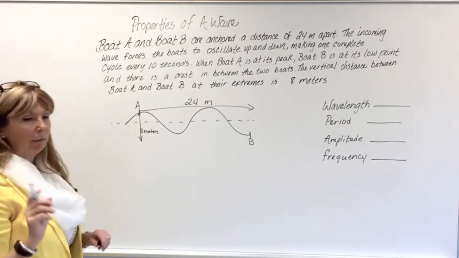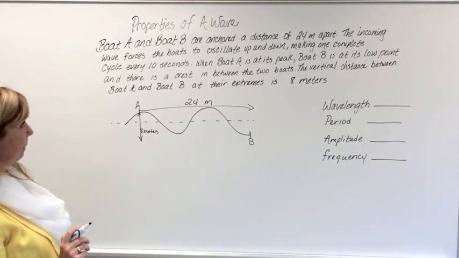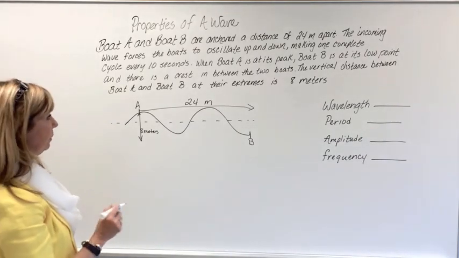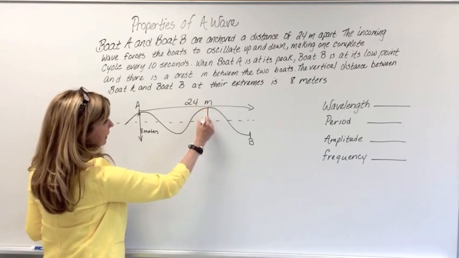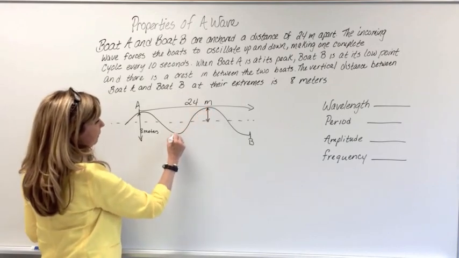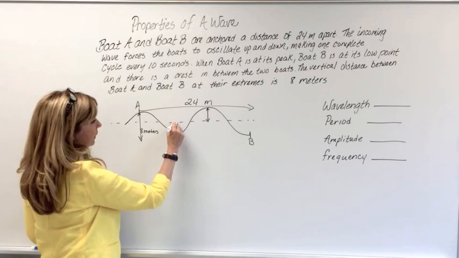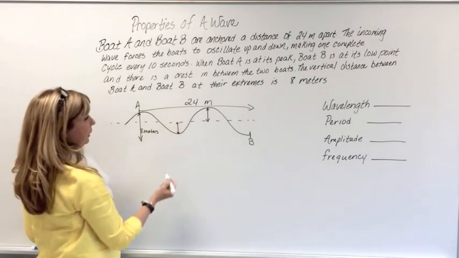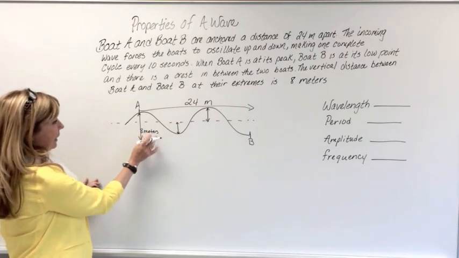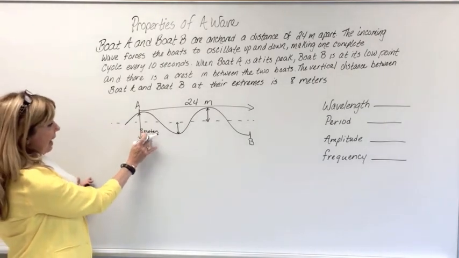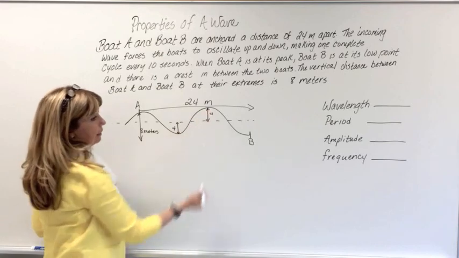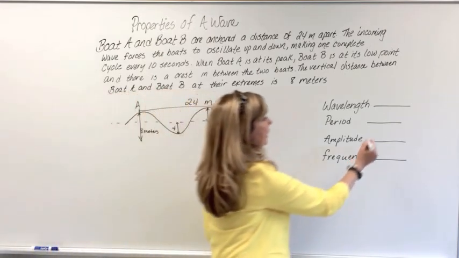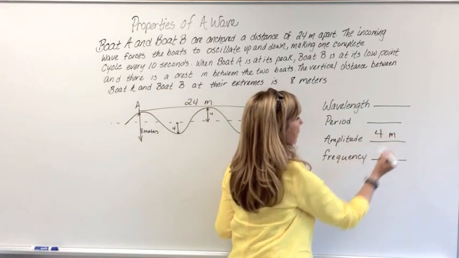So let's think about what we know about waves. Well, the amplitude is from the top of the crest to the rest line, or from the bottom of the trough to the rest line or the equilibrium. That means that it is half of 8 meters, so it's 4. Our amplitude is 4 meters.